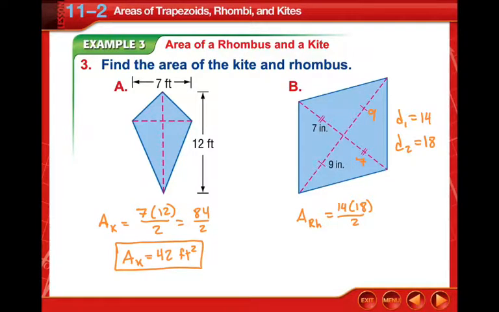Now, this one's a little bit uglier on top, so I'm going to go ahead and actually divide it out. So 14 divided by 2 is going to be 7. So it's 7 times 18. No, you do not divide both numbers by the 2. Just one. You can divide either one, the 18 or the 14, but not both. Now, 7 times 18 isn't a nice, convenient number, but 7 times 10 is 70. 7 times 8 is 56. So 56 plus 70 gets you 126. And this one's inches, so it's square inches.